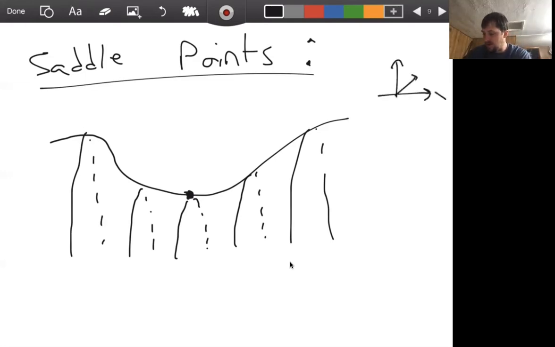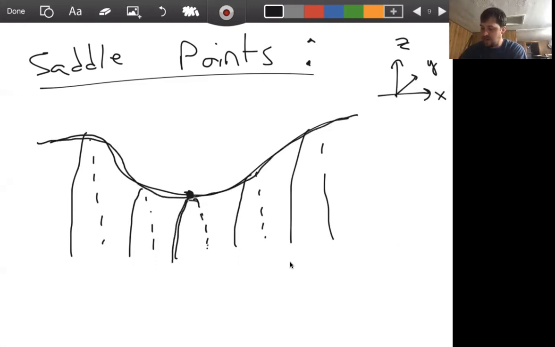Maybe we have X, Y, Z, and our screen is the same as the XZ plane. In the XZ plane, you see we have a minimum. But in the YZ plane, we have a maximum. And this is called a saddle point. The reason it's called a saddle point is because you can think about a horse's saddle. How does a horse's saddle behave? In one direction, it's increasing, in the same direction that the horse would be standing. And then in the other direction, it's decreasing around the sides of the horse.